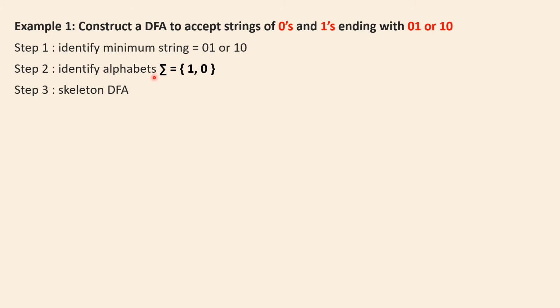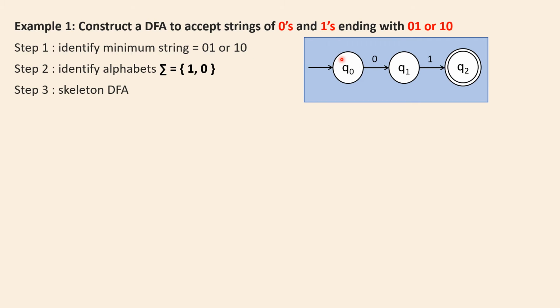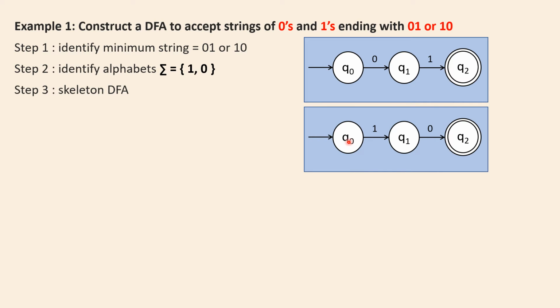Let us construct the skeleton DFA for 0, 1 and 1, 0. So for 0, 1, the length of the string is 2, that is 0 and 1. So the minimum states I will require is 2 plus 1. So I have 3 states, Q0, Q1 and Q2, where Q2 is the final state which is accepting 0, 1. Now let us give the skeleton for 1, 0. So again the length of the string is 2. So the minimum states I will need is 2 plus 1. So I have Q0, Q1 and Q2, 3 states where Q2 is the final state which is accepting 1, 0.